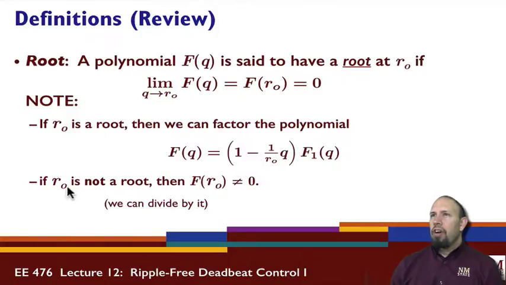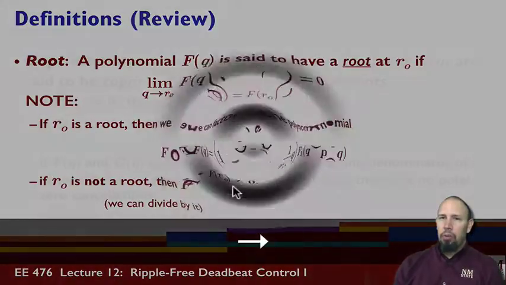Okay. If R0 is not a root, then if you evaluate the polynomial at R0, you get something that's not 0. And so we can divide by it. So that's the important thing here. These are some important definitions or properties of polynomials.